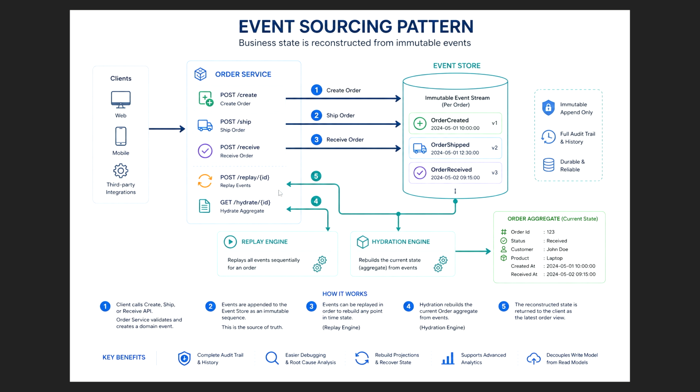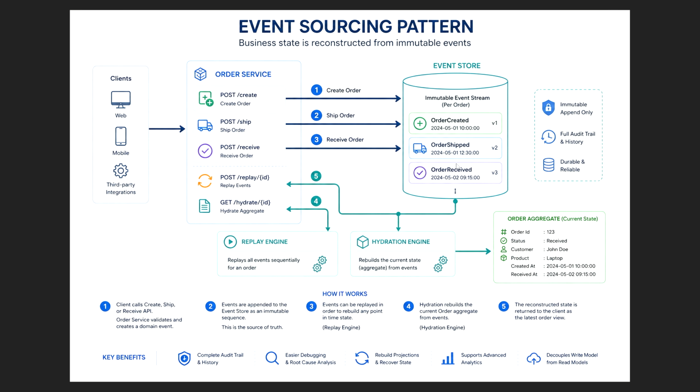Let's consider a traditional order service. When an order is created, shipped, and eventually received, the database typically stores only the latest state of the order. Questions like when it was created, when it was shipped, what sequence of events occurred become difficult to answer. This lack of historical context makes auditing, debugging, and rebuilding the system state challenging.